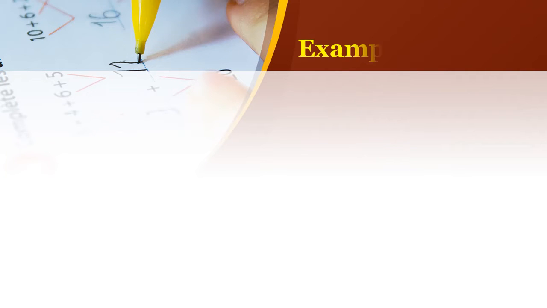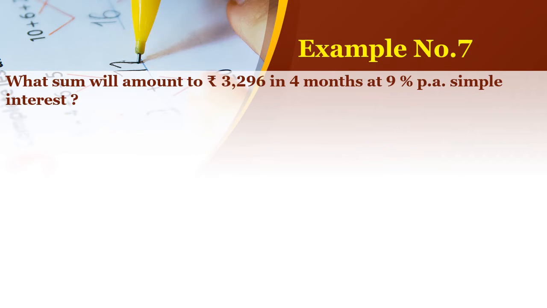Example number 7. Here, what sum will amount to rupees 3296 in 4 months at 9% per annum simple interest? So here we find the sum, means principal amount. We have already given the amount value, and the n means number of months, 4 months, and the rate of interest 9%. So solution is here.